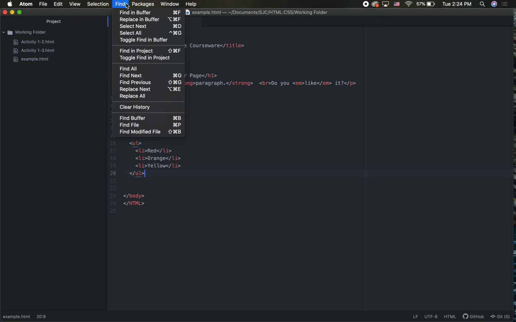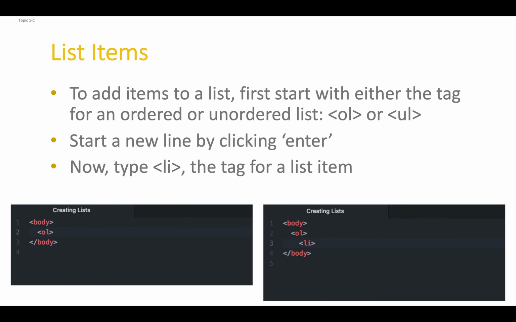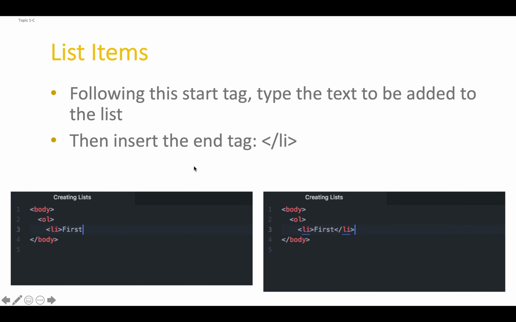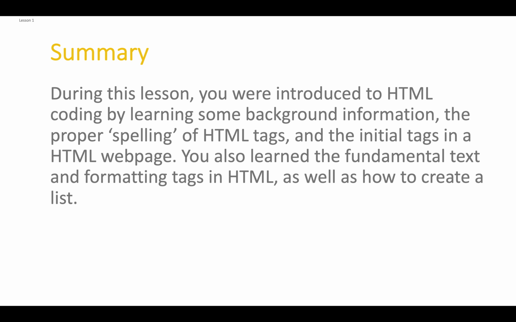Okay, so the next thing we're going to learn about, so we have our list items. You can add as many list items as you want, and then you have to make sure you close out your ordered list or your unordered list. Okay. So that's all we're going to be talking about for lesson 1.